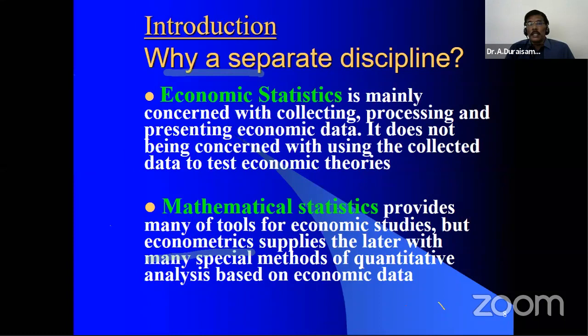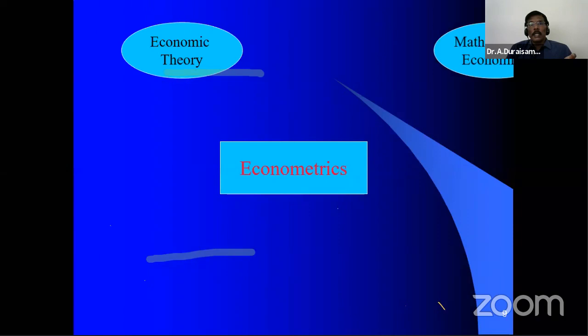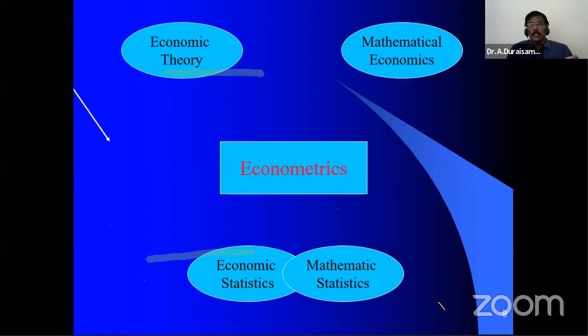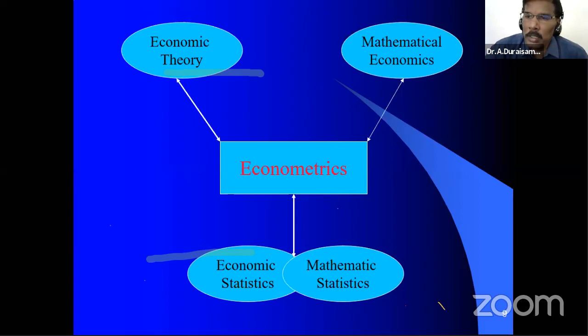If I say econometrics is very simple: economic theory, mathematical economics, economic statistics and mathematical statistics, if you put together, you will have this one. Look at this. Economic theory is on top, mathematical economics is on the right-hand side, and at the bottom you have economic statistics and mathematical statistics. Put together, in the middle, you have econometrics. Economic theory is verbal explanation. Mathematical economics is nothing but the mathematical expression of the economic theories. Economic statistics is nothing but getting the data. And mathematical statistics gets the measurement of those things.